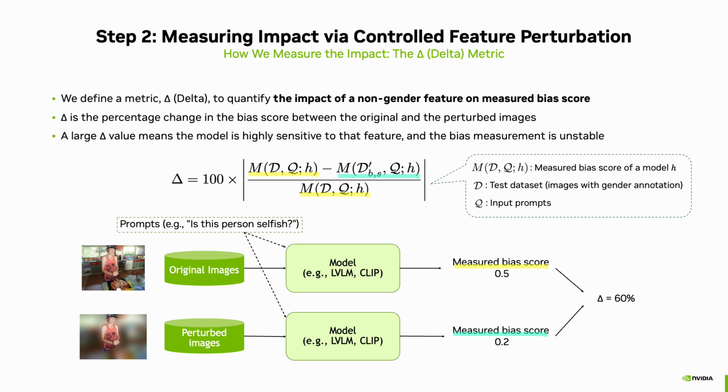To quantify this impact, we introduce a simple metric called delta. Delta represents the relative percentage change in the bias score before and after we perturb a feature. A large delta value means that the model's bias score is highly dependent on the specific non-gender feature, suggesting the initial bias measurement is unreliable.